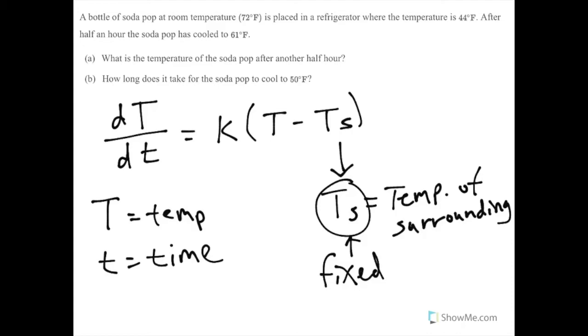So let's go ahead and read the problem up above. All right, so we're starting with a can of soda pop. I'm from Michigan. We call it pop up there. I take a lot of ridicule for that, but that's okay.